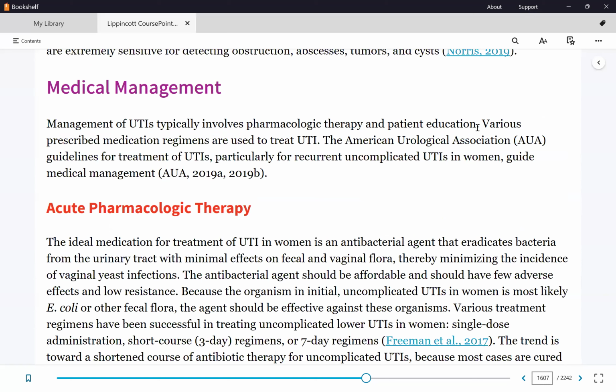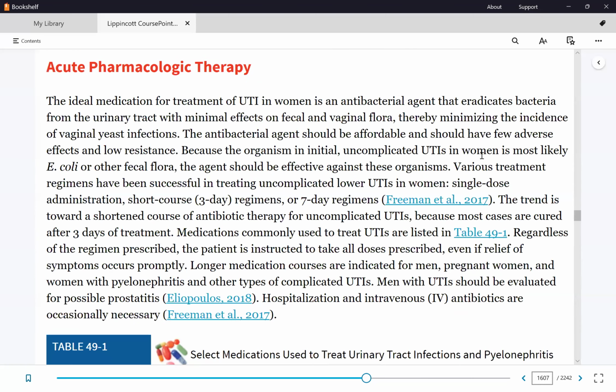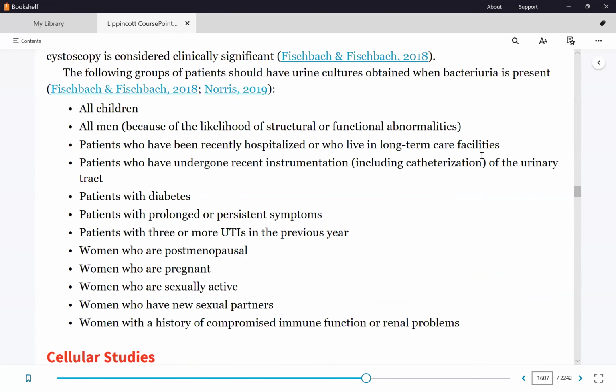Don't get me wrong, when we said we're gonna do cultures for these patients on this list here, it doesn't mean we wait, because it takes 48 hours to grow anything on the culture. Meaning those 48 hours, are we just gonna leave you untreated? No, we're gonna put you on a broad spectrum antibiotic first, and then change it if necessary.